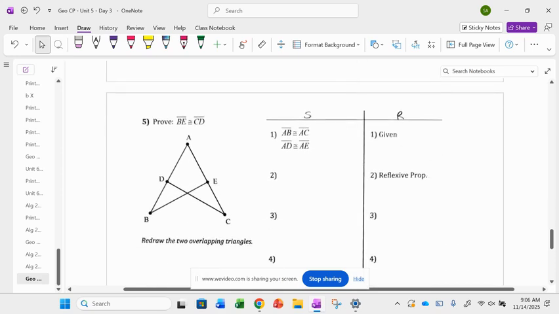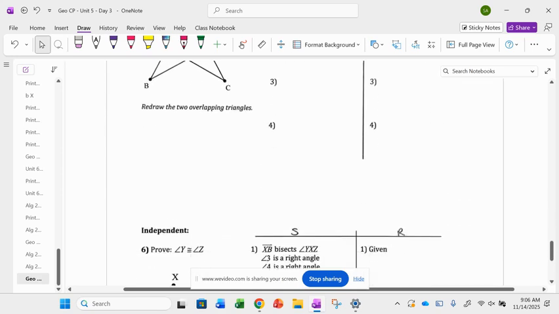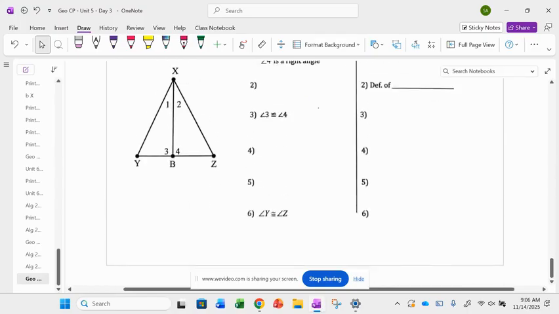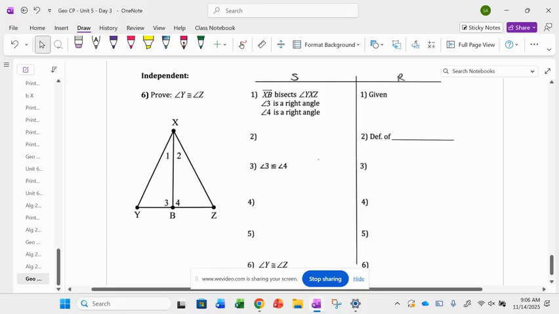Okay, I'm gonna decide that we're not gonna do overlapping triangles. I want you all to try number 6 on your own. Maybe next class I'll show you an overlapping one, but I think this is enough for today. So you guys are trying number 6 on your own, and maybe next class I'll show you the overlapping ones.